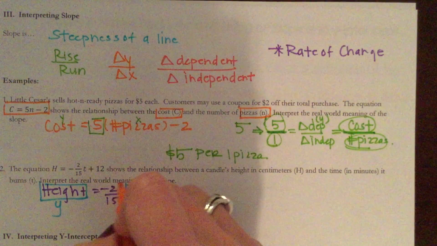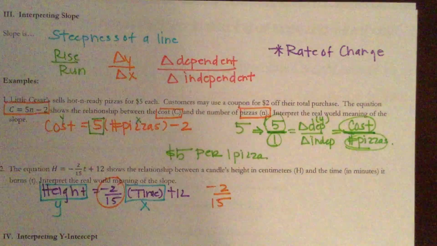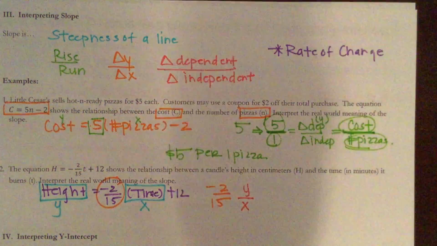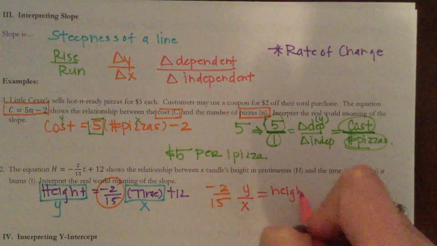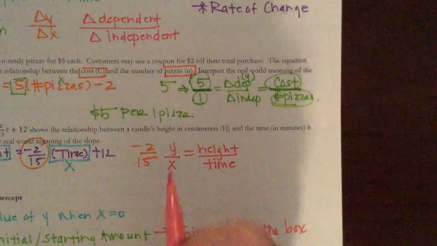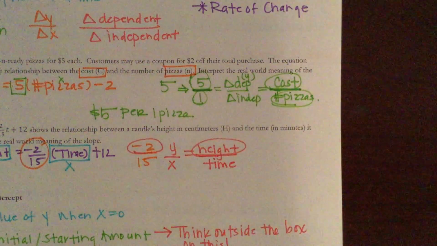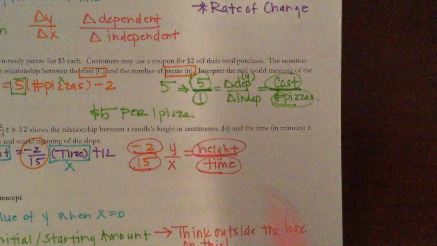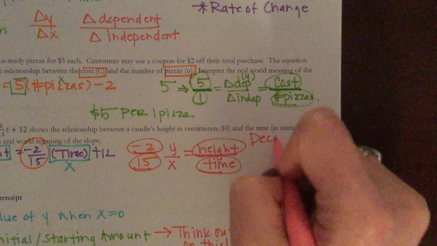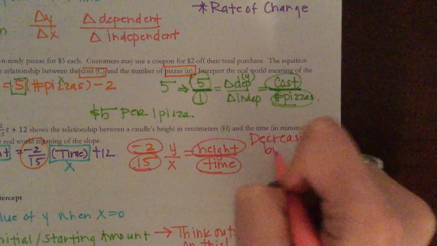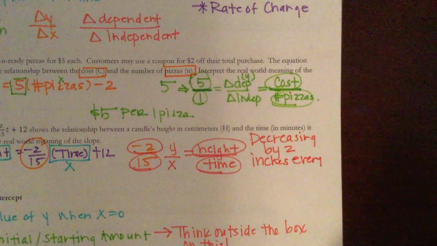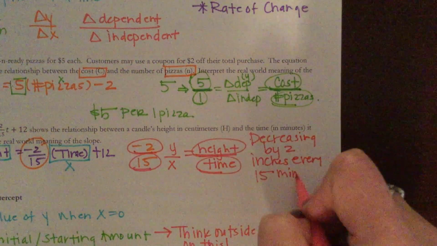So when we think about that slope, that negative 2 over 15, remember that that is our y value over our x value. Y is our height here, and x is the time. So as I'm interpreting this, I can see that my height goes down by 2 when my time changes by 15. So what that means is that the candle's height is decreasing by 2 inches every, each, or per 15 minutes of time.